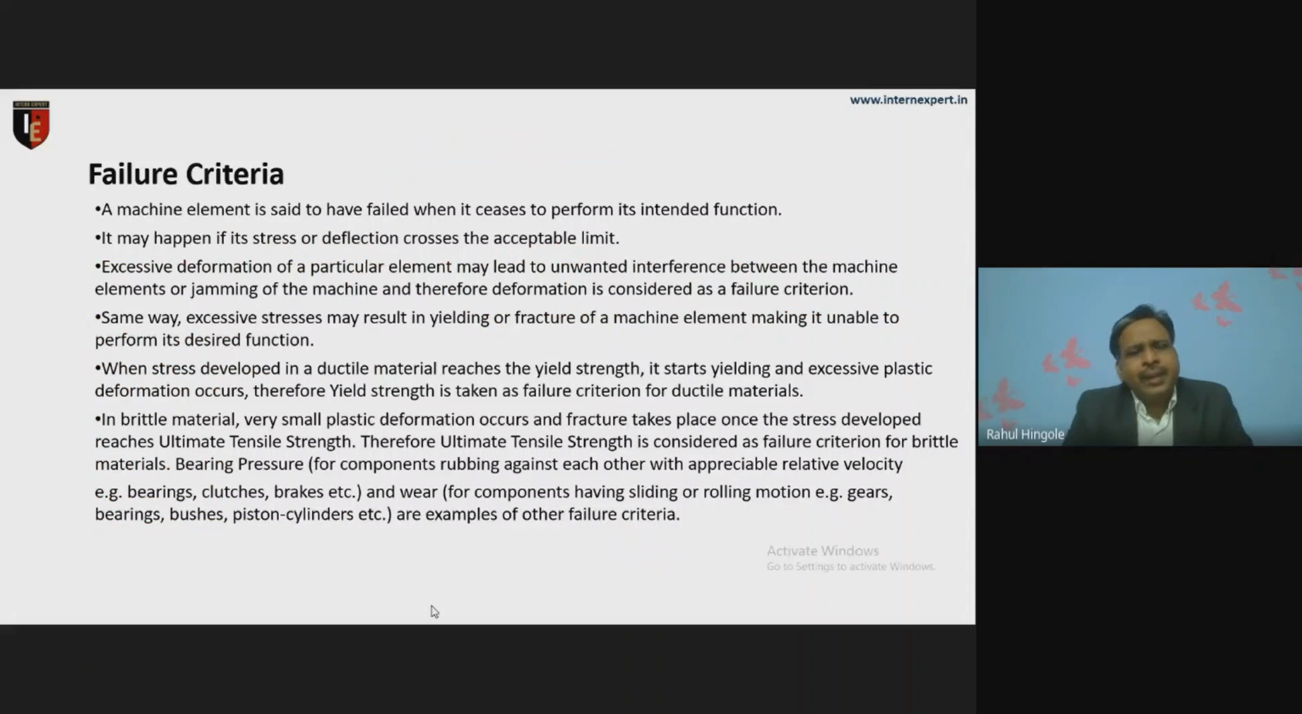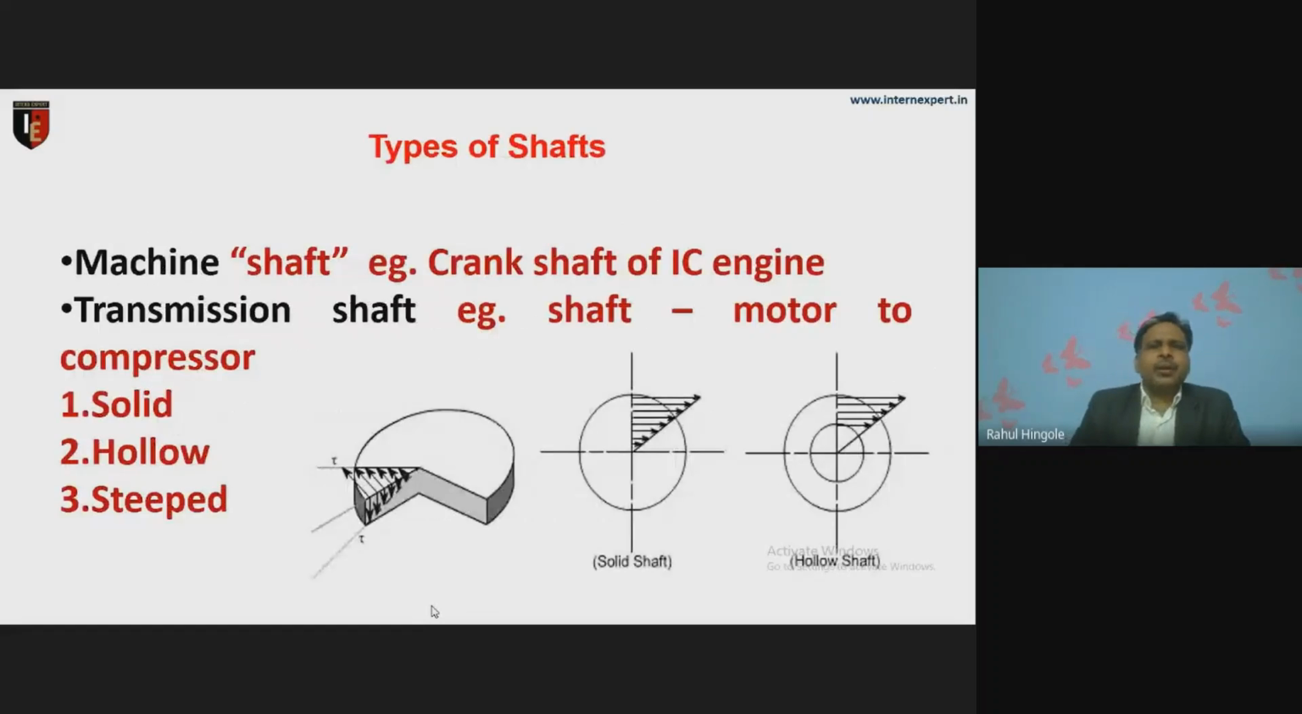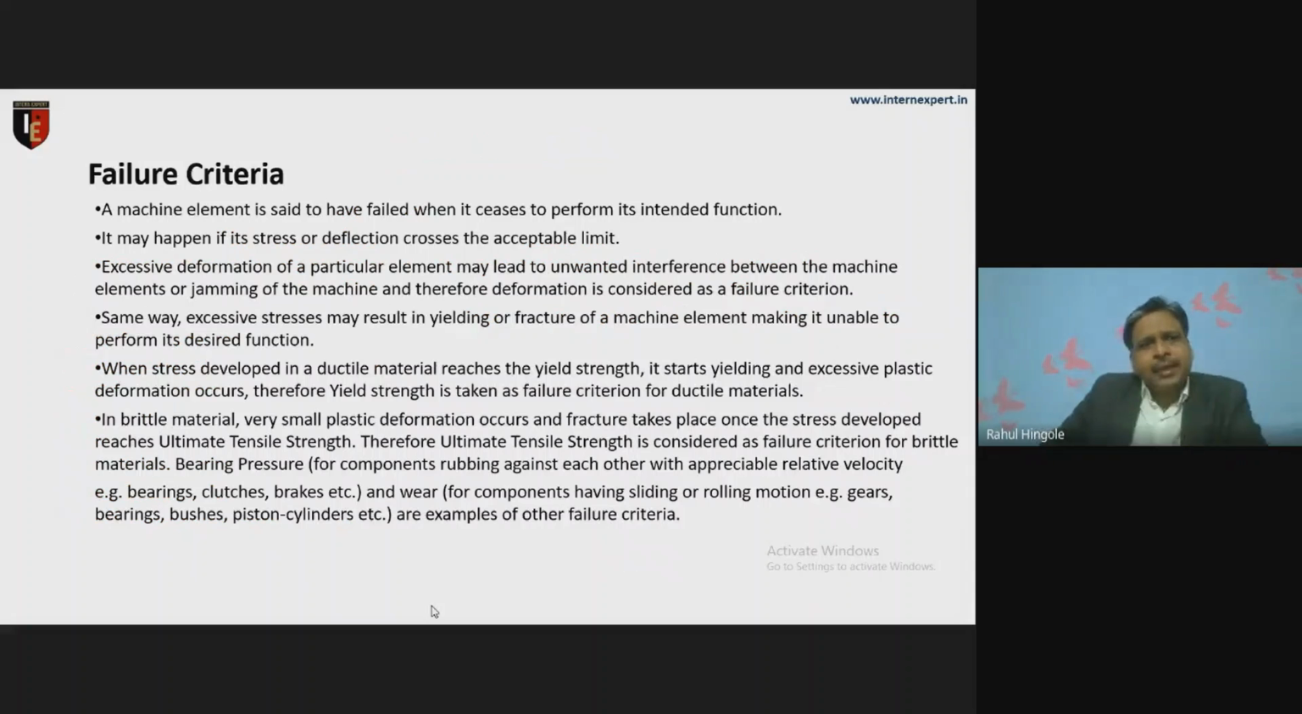Now, failure criteria. What are those failure criteria? Suppose this is the shaft in front of you. In a working condition, it may break. How will it break? When there is a lot of load or force on the shaft, then it will break. To avoid that, we have to use the failure criteria. A machine element is said to have failed when it ceases to perform its intended function. So if it is not able to perform properly, it has failed.